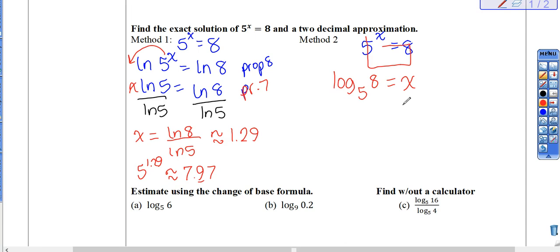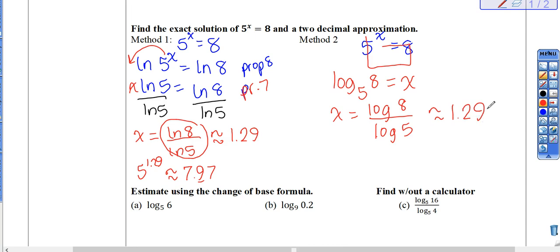But how do I plug that into the calculator? The calculator won't let me type in log base 5. What does it let me do instead? Use the change of base formula that says the log of what over the log of what? Which is what we did over here. We used a natural log over there, but it doesn't matter. It gives you the same answer. So there's the exact answer. The approximation is still the same. So that's the second method. And you can choose whichever you like to use.